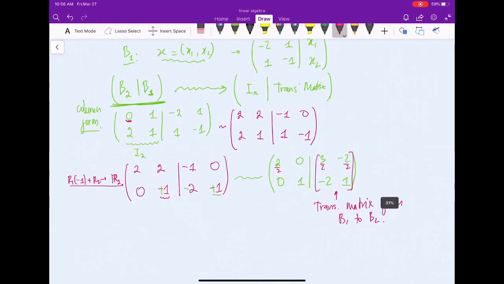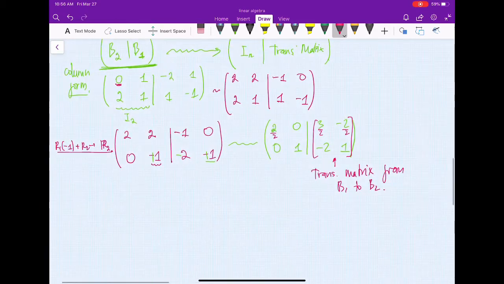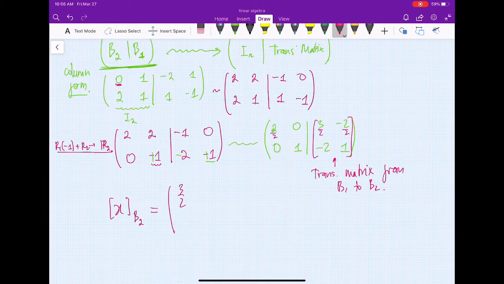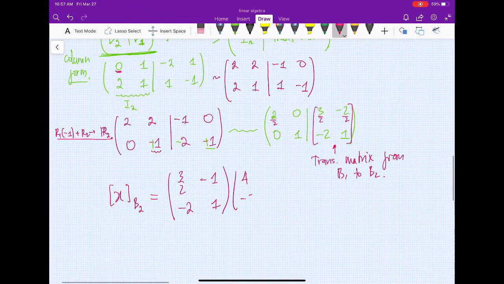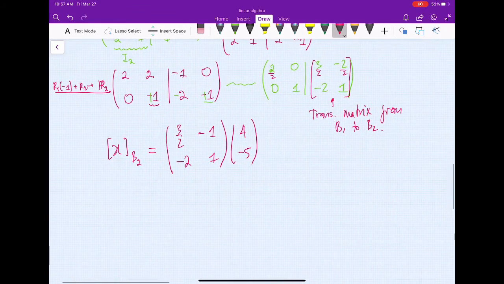Okay, once you have the transition matrix, you can find the coordinate of x with respect to B2 equal to this matrix, 3, 2, -1, and here -2 and 1 applied to the coordinate 4, -5, and you get what you need.